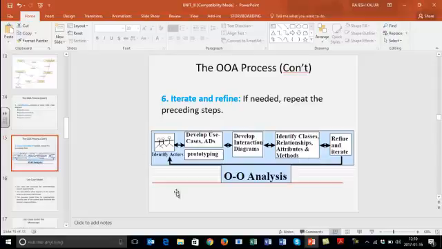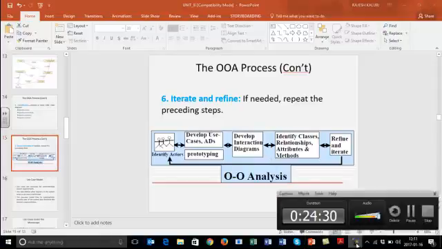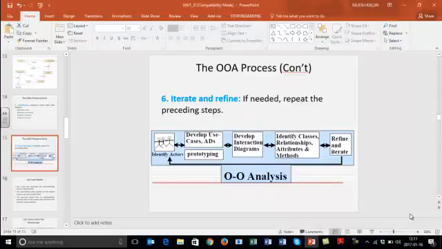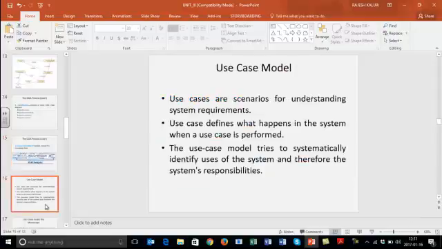In a simpler way, I have just shown you here what are the various steps involved in the object oriented analysis process. Now coming to the use case model, what are the various use case models there and which will be feasible in order to use the system. Now I'll just show you some of the points over here on the use case model.